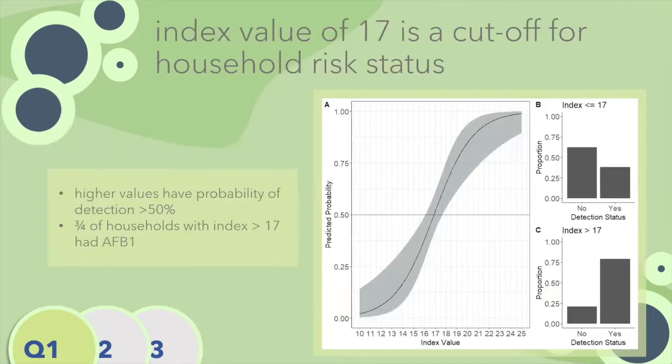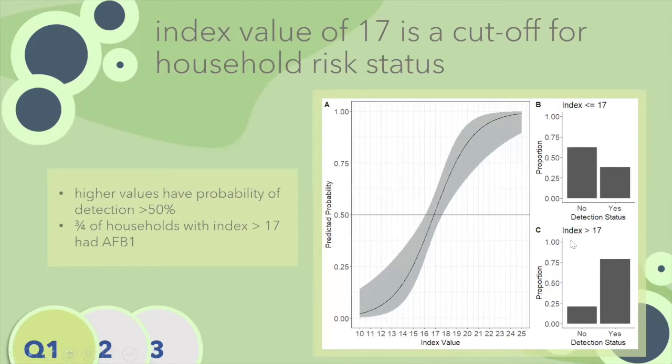So I'll give you a sense for how we can apply this index in context. So we constructed a predicted probability curve of the probability of detection at various levels of the index using our prediction model. And we determined that there's a really definitive cutoff at around the value of 17 on the index scale, above which you have a higher than 50% chance of having a detected sample in your household.